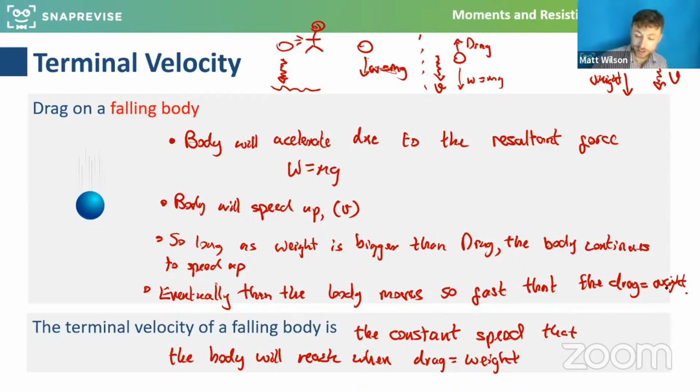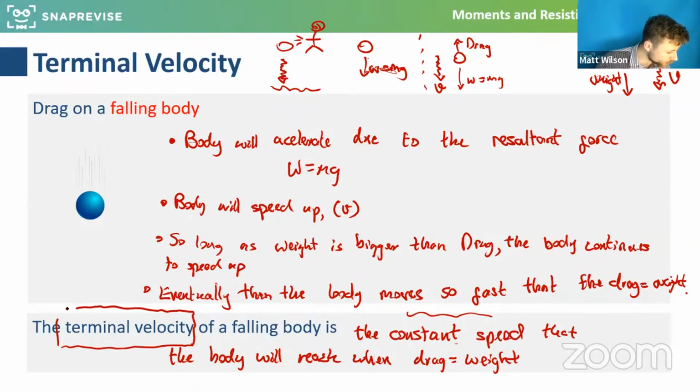And hopefully you suddenly now see how we've reached that final sentence. Eventually we'll get to that speed where the drag equals the weight. Once we reach that speed, we won't accelerate anymore because there's no resultant force. So once we reach that terminal velocity, that final velocity will stay there, constant speed, and the drag will be equal to the weight. So eventually the body moves so fast that the drag is equal to the weight. That velocity where the drag equals the weight, that is called the terminal velocity.